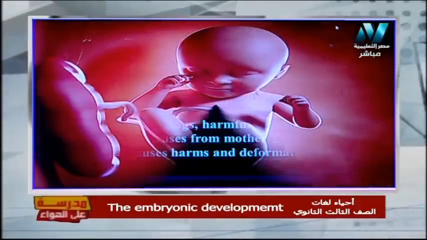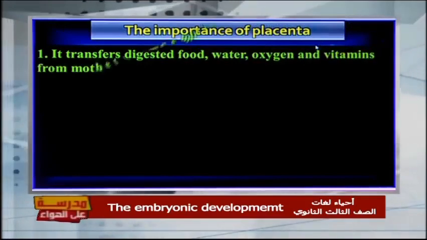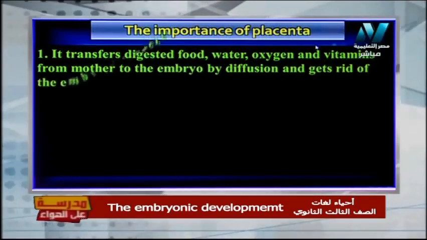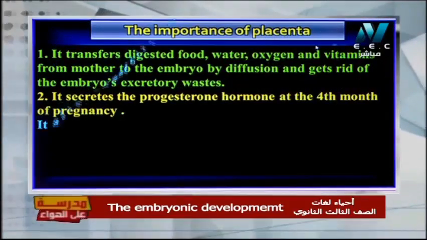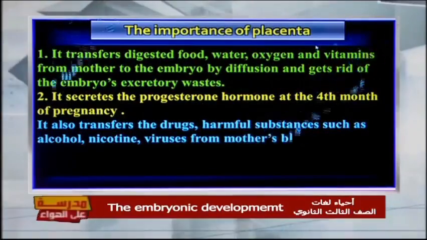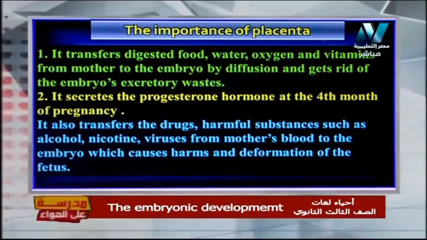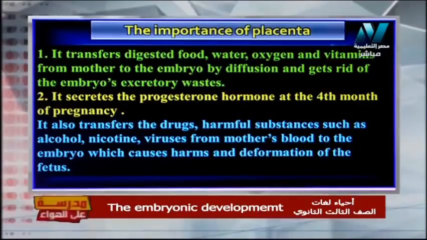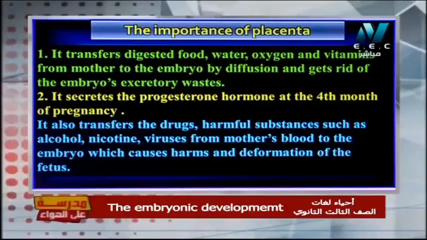البلاسينتا بتعمل ايه؟ نرجع للبلاسينتا مرة تانية. البلاسينتا اللي قدام حضرتك دي بتعمل functions مهمة جدا. أولا transfer digested food, water, oxygen and vitamins from the mother to the embryo by diffusion to get rid of the embryo excretory wastes. يبقى دي كأنها السيركيلاتوري سيستم والريسبيراتوري سيستم بتاع الفيتس اللي بيديله اكسجين وفود وبياخد الويستس يرجعها للبلاسينتا اوف ذا ماذر.